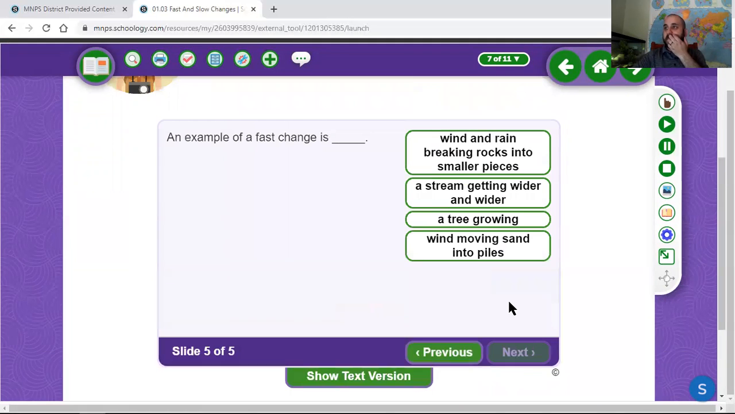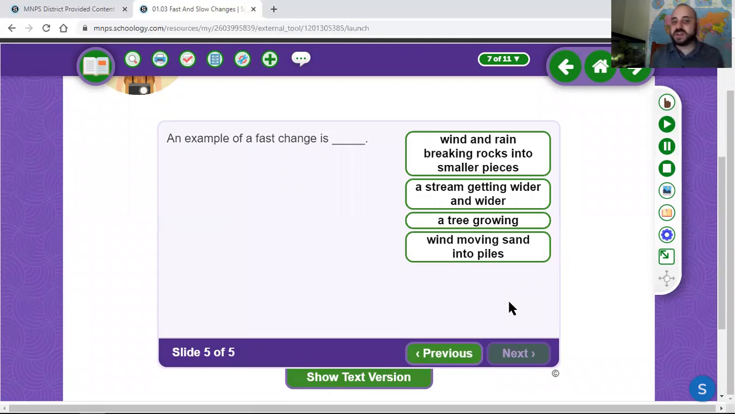All right, finally, an example of a fast change is wind and rain breaking rocks into smaller pieces, a stream getting wider and wider, a tree growing, or wind moving sand into piles. All right, so this one is actually kind of hard because they're trying to make us think a little bit. Wind and rain breaking rocks into smaller pieces. We know that rocks are actually pretty hard, right? So wind and rain, those are kind of soft. It would take a very long time for wind or rain to break a rock into smaller pieces. A stream getting wider and wider, once again, that's something that's going to take years and years for enough water to flow through to make it get wider and wider.